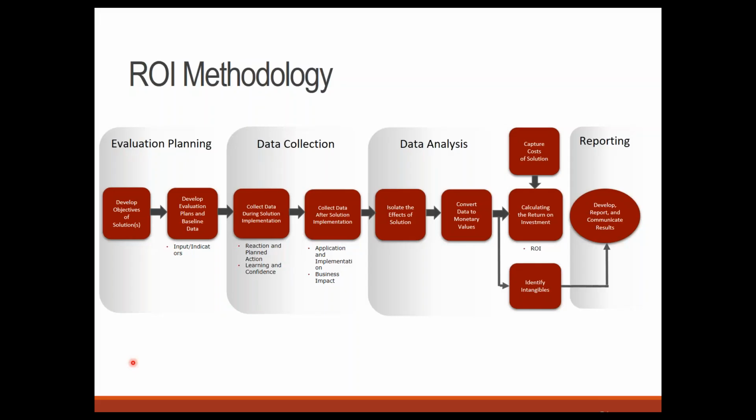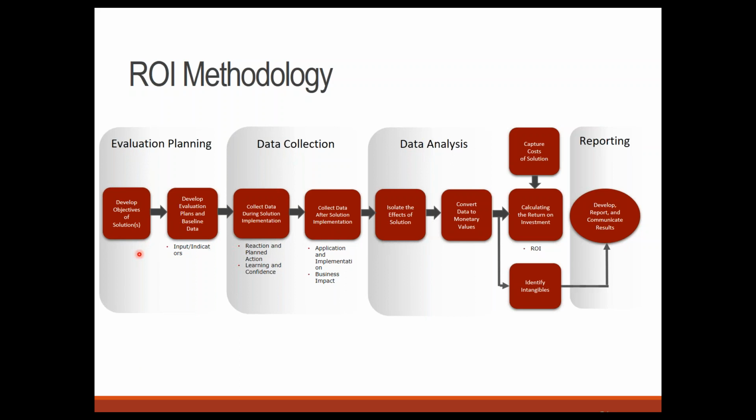Now, how do we do it? Okay, this is our model. You always have to have a model. We start with the framework of data, then we have a process model. We like process models because they tell us step by step what we're going to do. And you see the first step in the model is develop objectives.